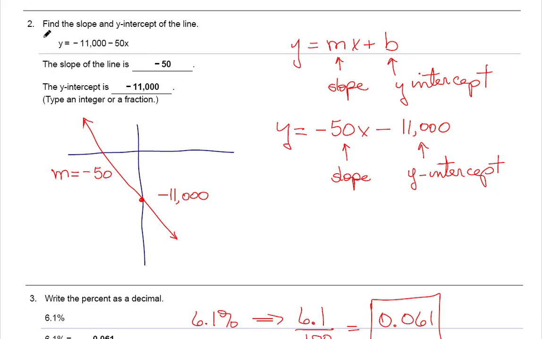In question 2, they bring us back to a question about lines. So we have a line here. It doesn't quite look like a line because if you recall, our lines typically look like y equals mx plus b, where m is the slope and b is the y-intercept. But if I rearrange this and write it as minus 50x minus 11,000, then I can recognize that the slope is minus 50 and the y-intercept is minus 11,000. So it would be a line going down, crossing at minus 11,000.